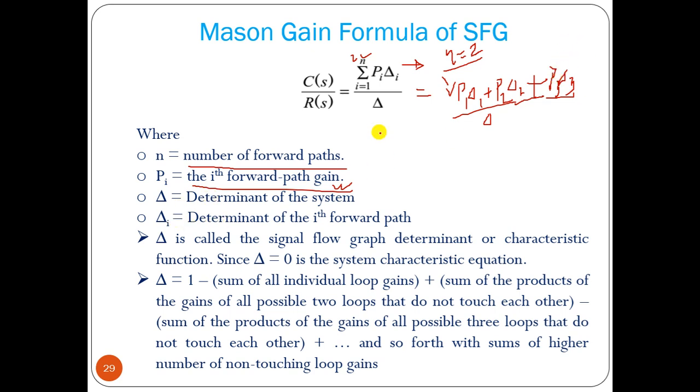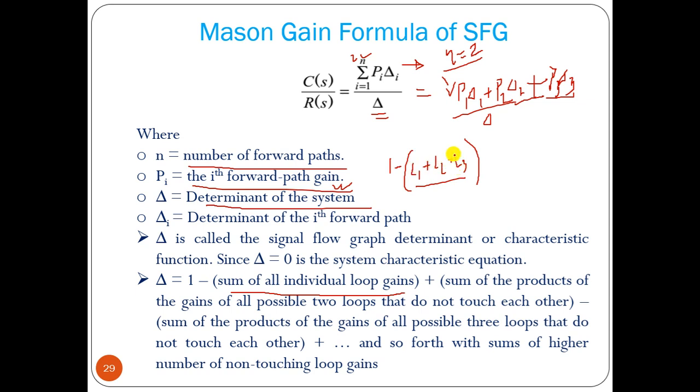Now delta is called the determinant of the system. Now what does determinant mean? How can you find the determinant? The formula for the determinant is 1 minus the sum of all individual loop gains. That means, say you have 3 loops, you have to write 1 minus L1 plus L2 plus L3, that is, 1 minus the sum of all individual loop gains.